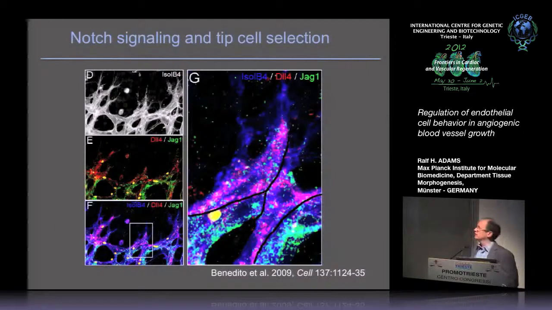So if you look now at the expression of the Notch ligands delta-like 4 here in red and JAGGED1 in the growing vasculature, you can appreciate that delta-like 4 protein is decorating the sprouts, and Jagged is actually present, but only at a very low level in the sprouts, and it's more found in the stalk cells and in the capillaries. If you look here at higher magnification, you see two tip cells with high levels of delta-like 4. There's also some delta-like 4 in adjacent stalk cells, but these stalk cells have high levels of JAG1.